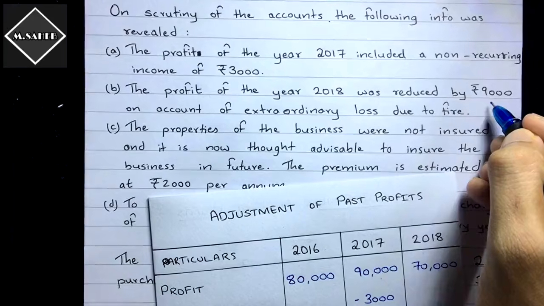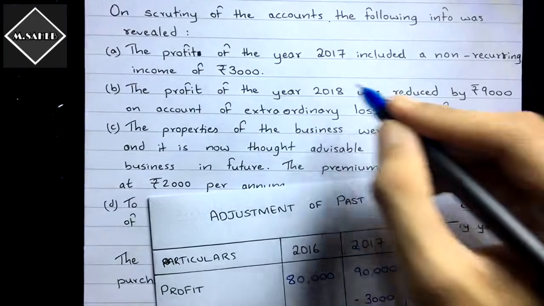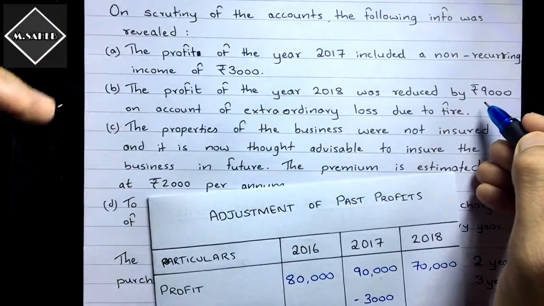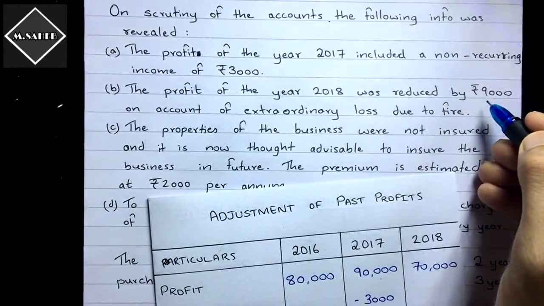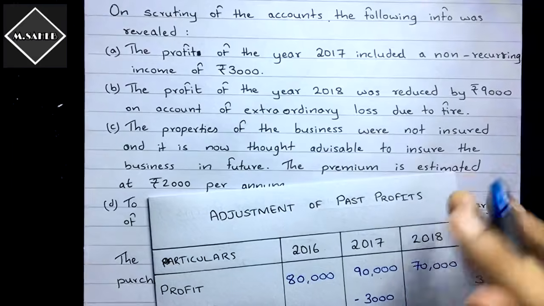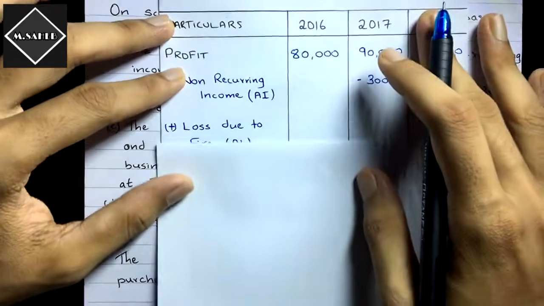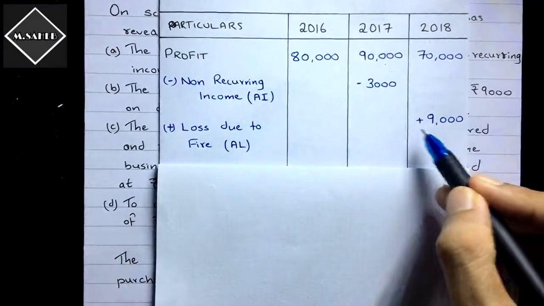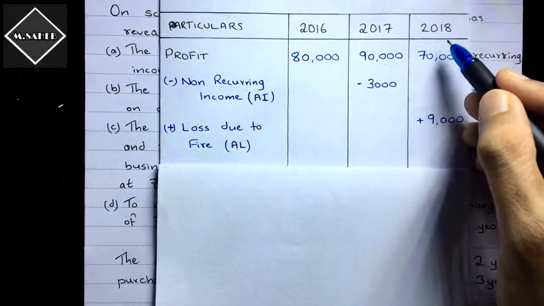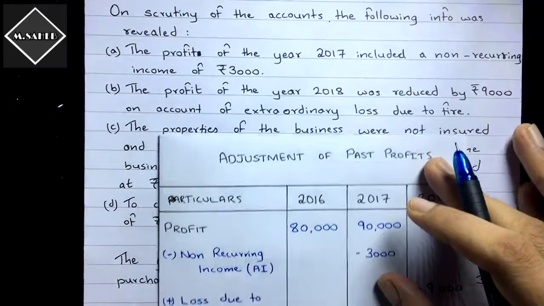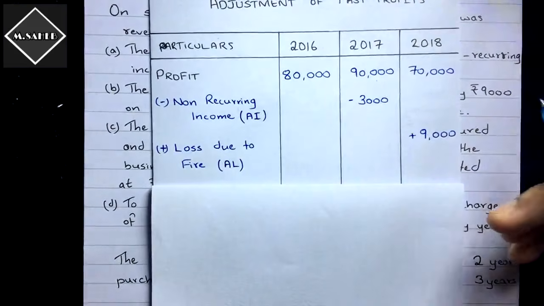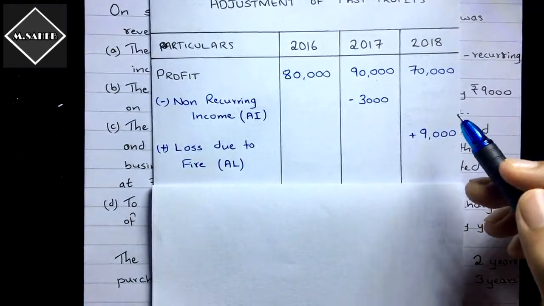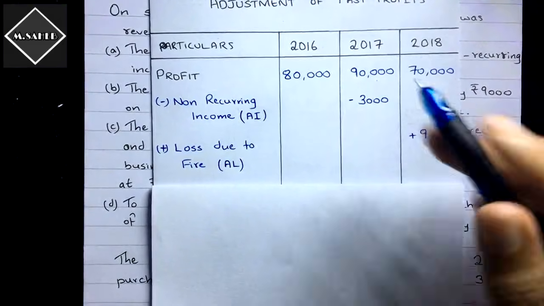So now what we have to do, we have to adjust the profit of 2018 for the future. So we have to add this loss. This is an abnormal loss. So we have to add this loss due to fire back to the profit of 2018. Fine. So we have to do everything opposite whenever there is an abnormal income or abnormal loss. Okay, loss will be added and income will be subtracted.